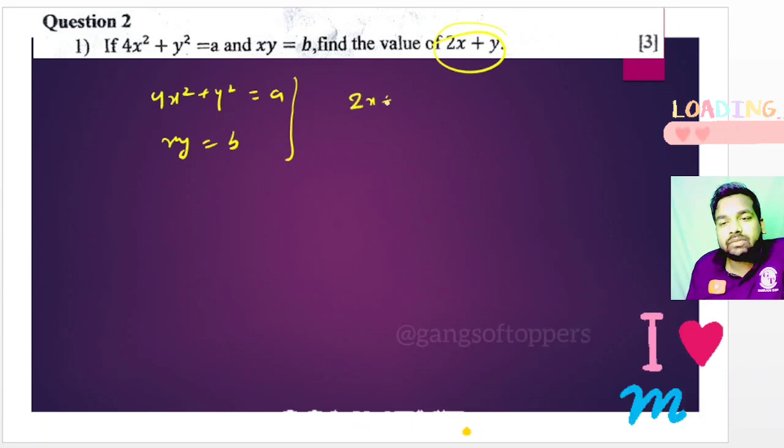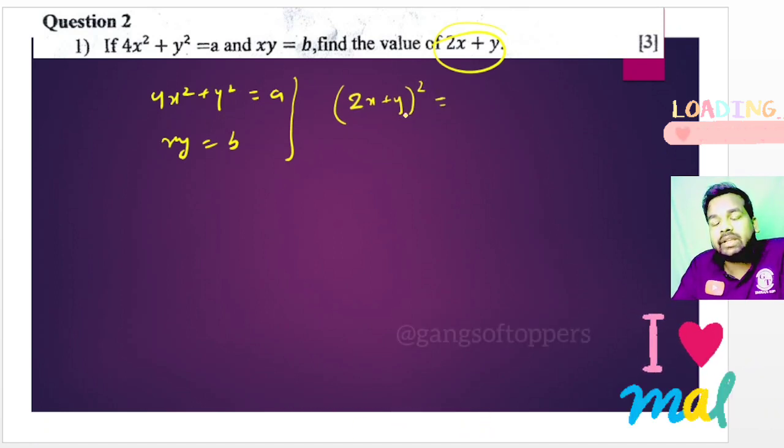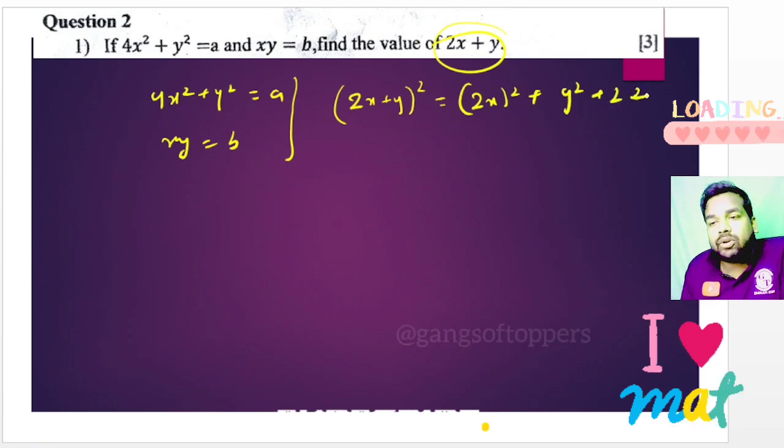Just take the square of 2x plus y, that is, 2x plus y the whole square. After finding it, remove the square by taking the root. Since we are finding 2x plus y the whole square, it becomes 2x the whole square plus y square plus 2 into 2x into y. Why? Because we are going to apply the formula of a plus b the whole square.